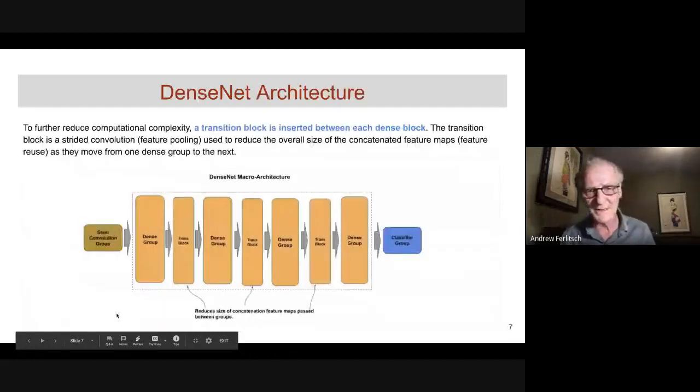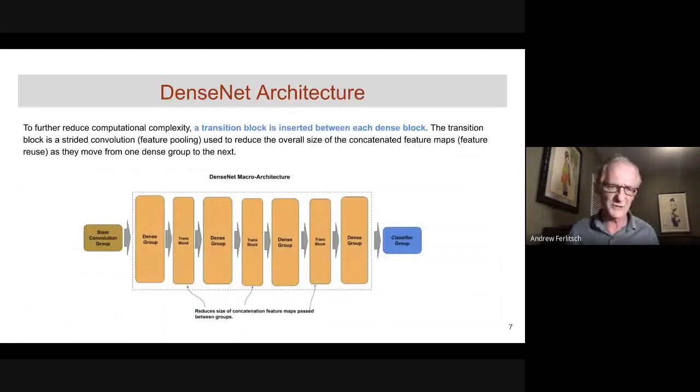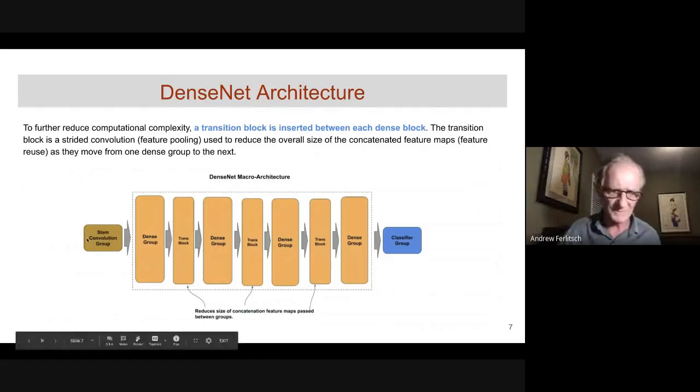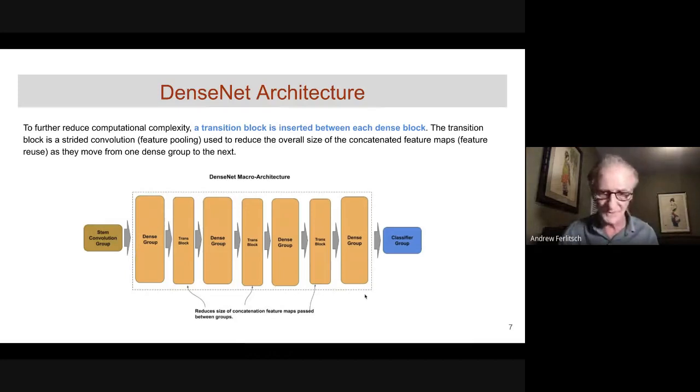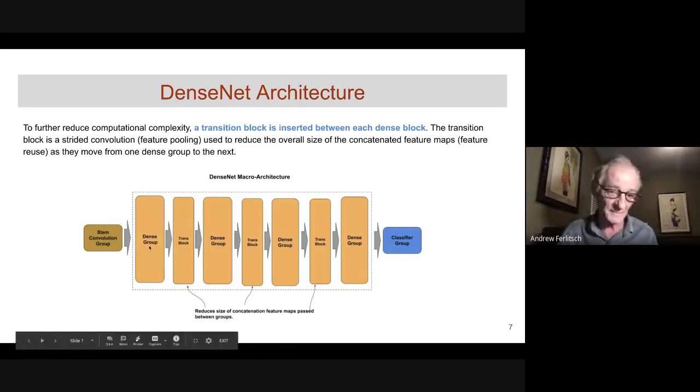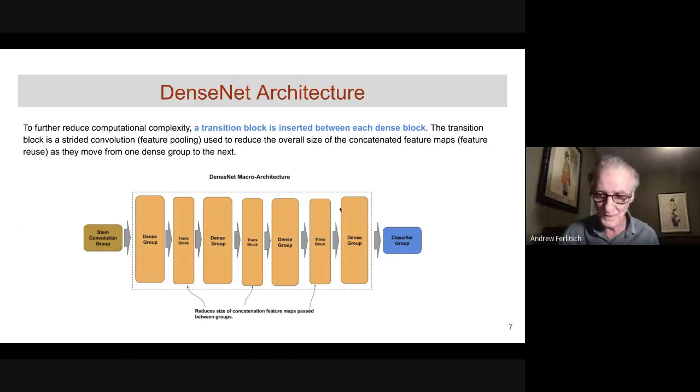So let's look at a DenseNet from a macro architecture view. You have your stem convolutional group, you have your classifier group, you have your learner in the middle, and the learner consisted of 4 dense groups. And if you notice, between them is a transition block. Now, the purpose of the transition block was to control the size of the feature maps from sort of exploding. If you think about it, if I'm constantly concatenating the previous feature maps with the next set of feature maps, that's going to keep growing.